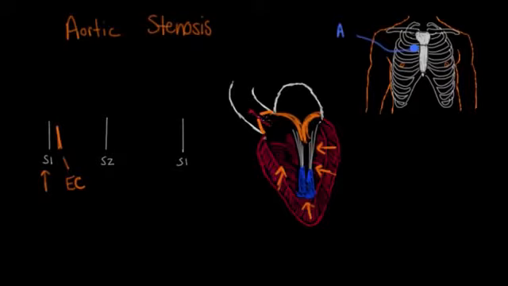When the valve first opens, you're going to get a little bit of blood flow through this valve. And as the heart continues to contract more and more, as shown by these arrows, squeezing out more and more forcefully, you get more and more flow.